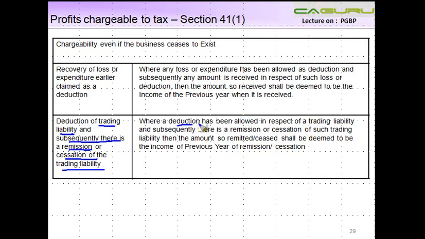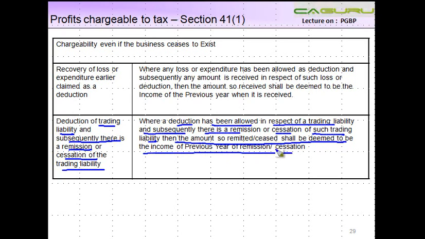where a deduction has been allowed in respect of a trading liability, and subsequently there is a remission or cessation of such trading liability, then the amount so remitted or ceased shall be deemed to be the income of the previous year of remission or cessation, right? So the liability has come to an end.